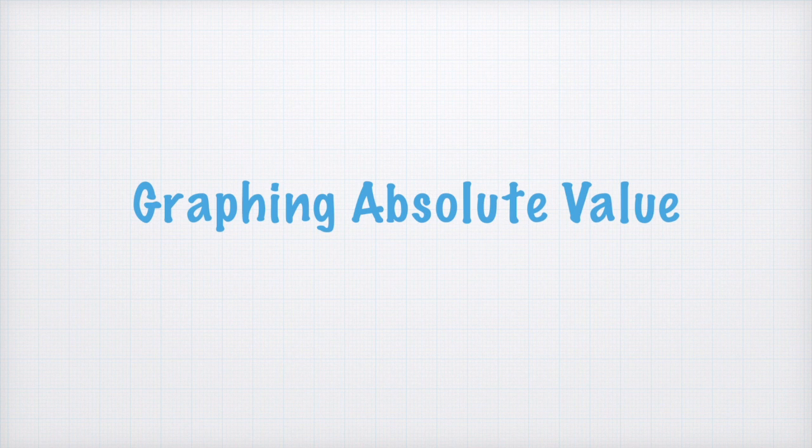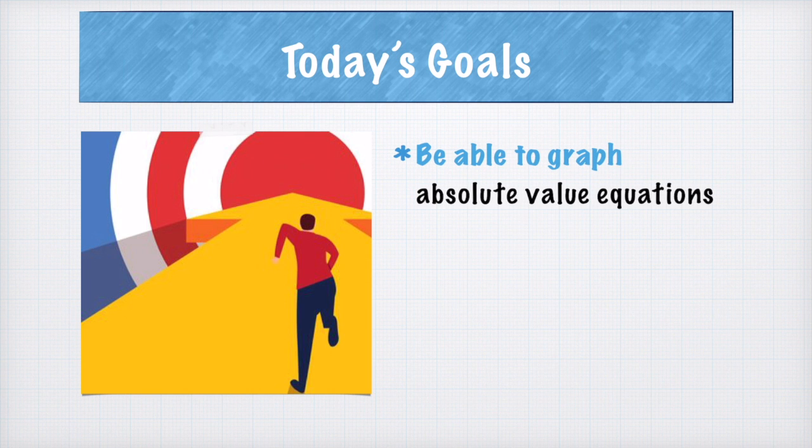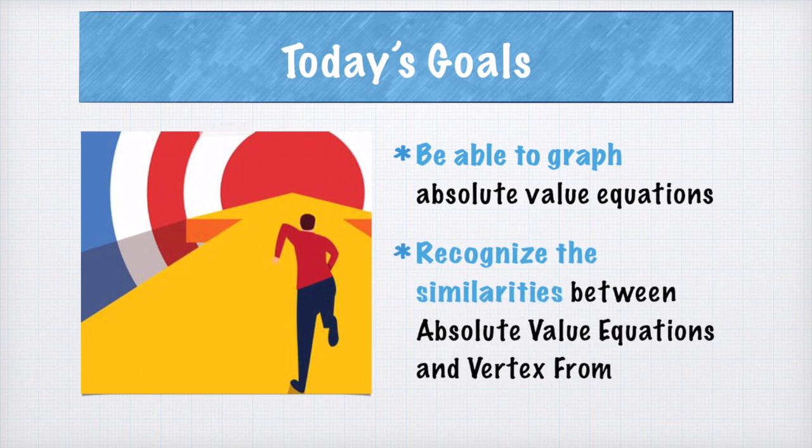We're going to be graphing absolute value equations today, and we're going to find out that they look really close to vertex form of parabolas, which is why we're going over it. So our goals today are to be able to graph absolute value equations, and then we also want to be able to recognize similarities between absolute value equations and vertex form. This is also a refresher of absolute value in general, so we'll go over that.